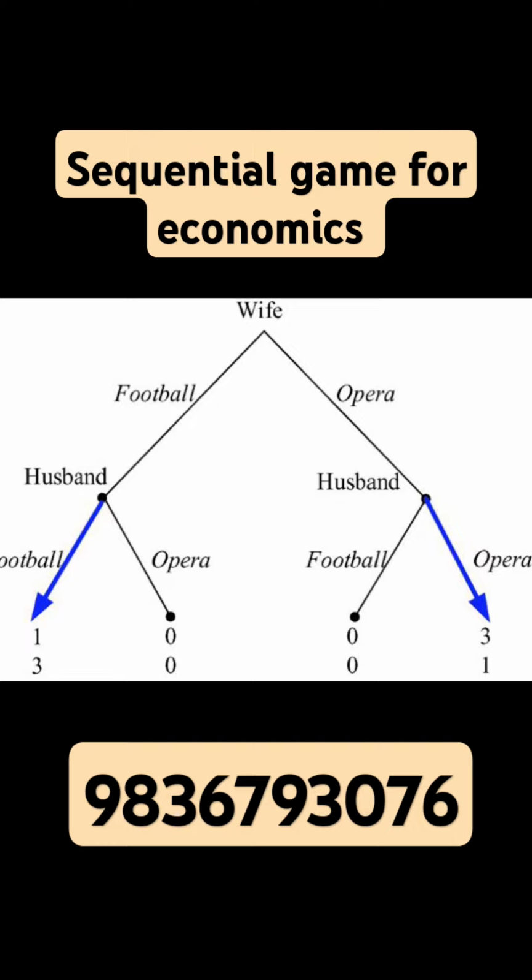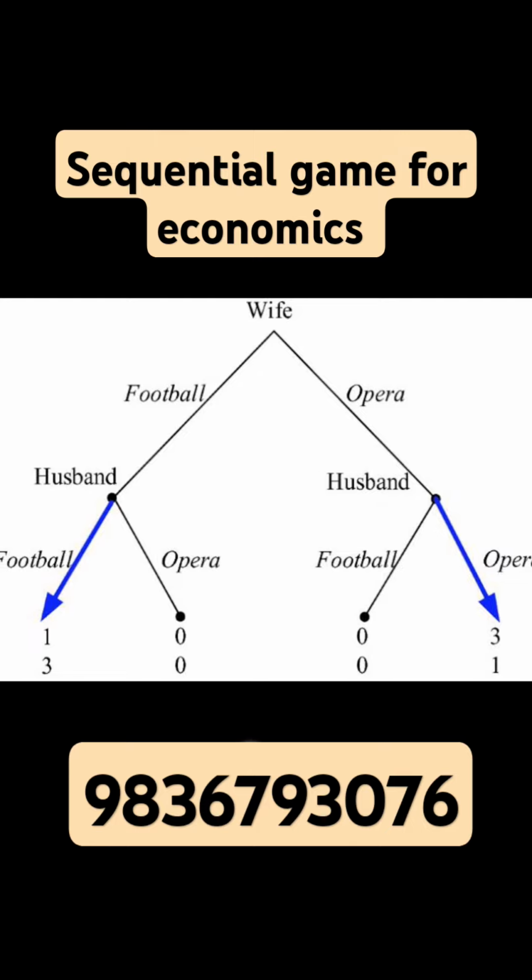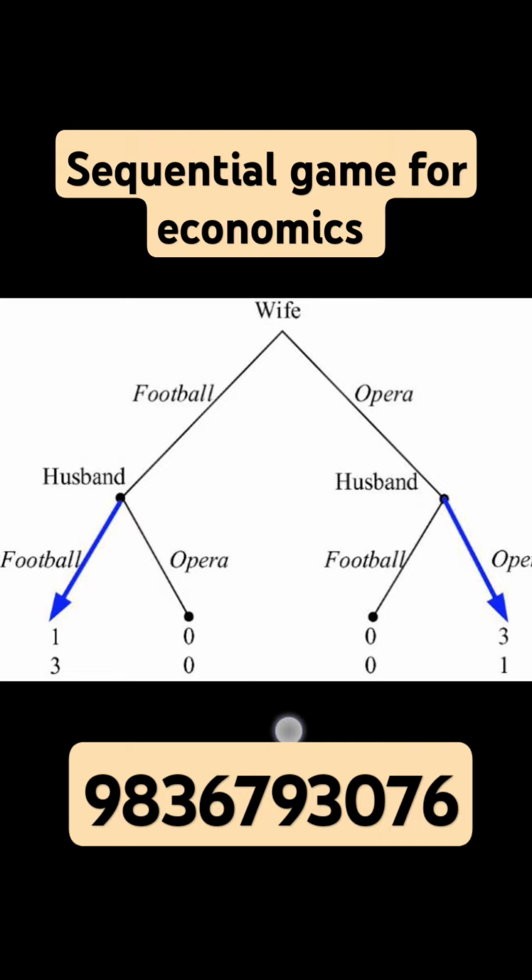The payoffs are the numbers for each outcome. The first number represents the husband's payoff and the second is the wife's. So we can see that if both choose football, the payoffs are 1, 3, and if both choose opera, the payoffs are 3, 1. Obviously the wife likes opera, the husband doesn't. If they fail to coordinate, one goes for football and the other for opera, then the payoff is 0, 0. So the game reflects a classic coordination problem where both players prefer to be together but have different preferences.